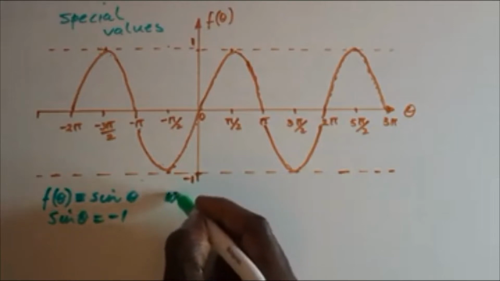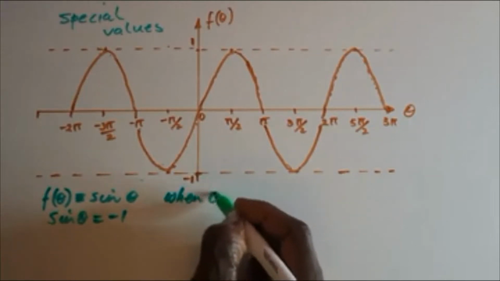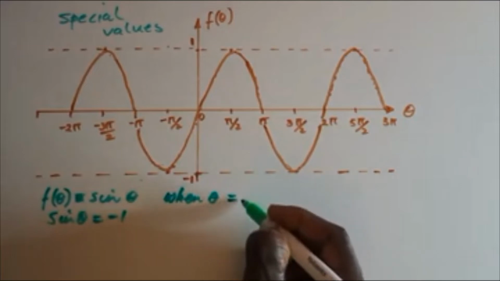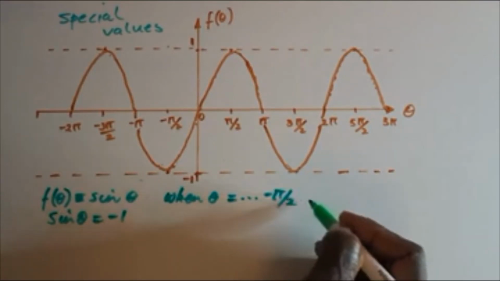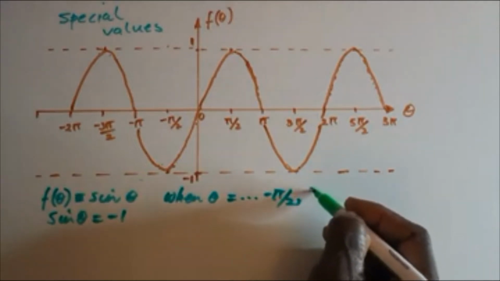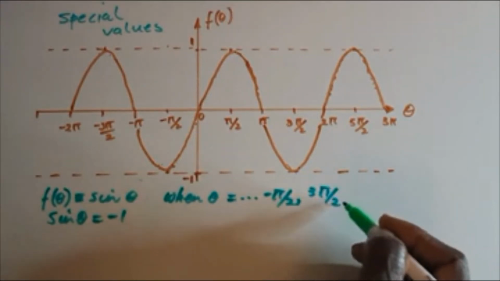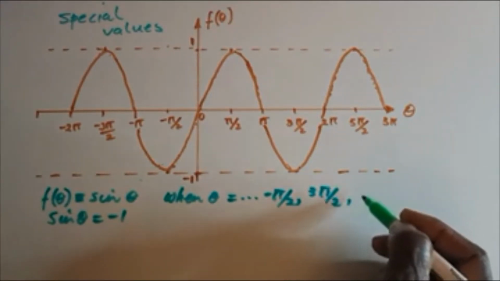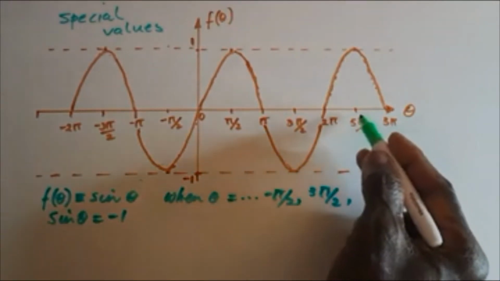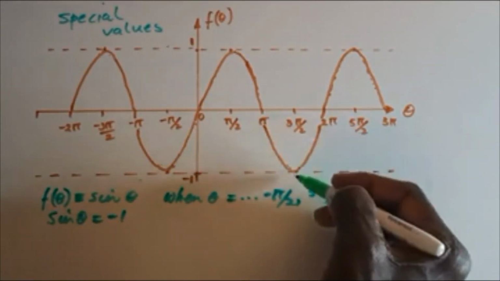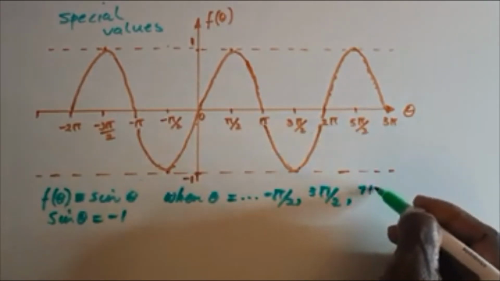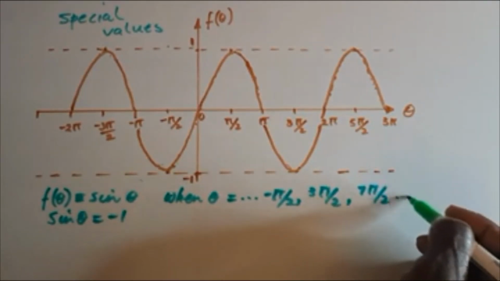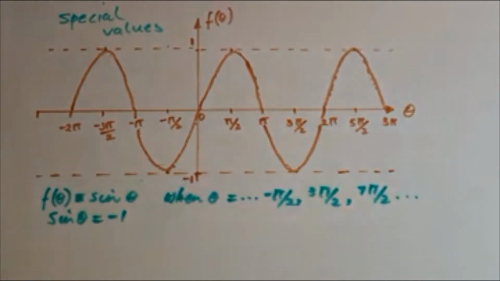we have it happening when theta is equal to minus pi over 2, 3 pi over 2. The next value after this would be 7 pi over 2, and that can continue.